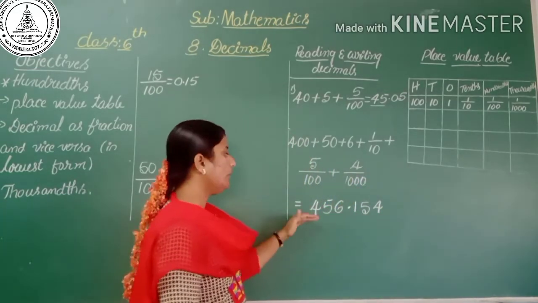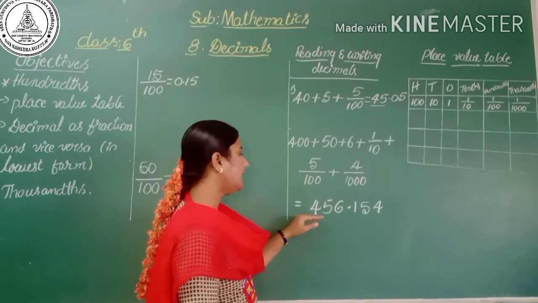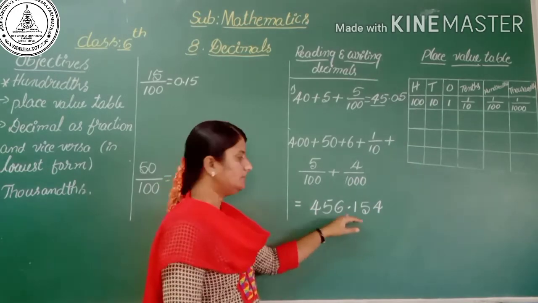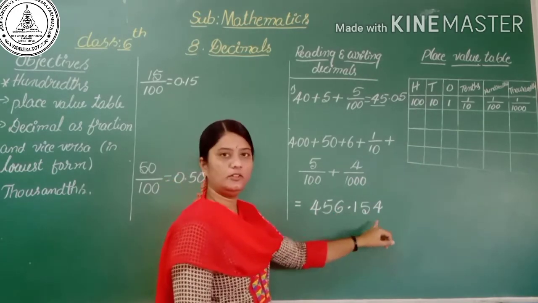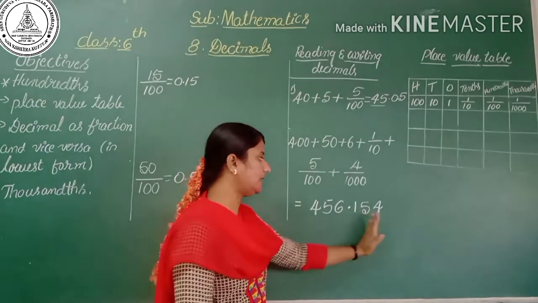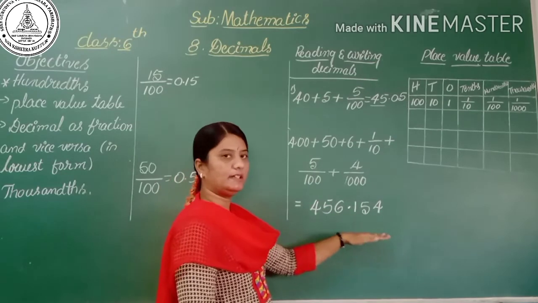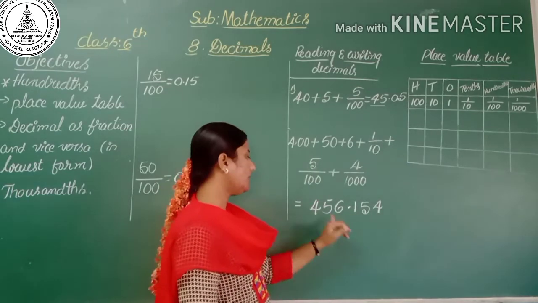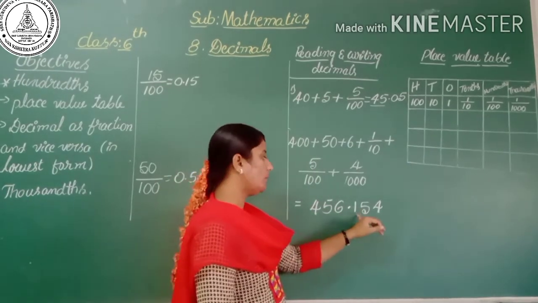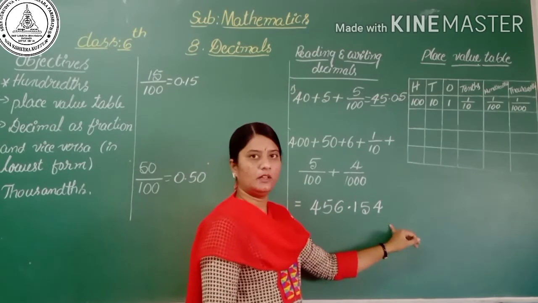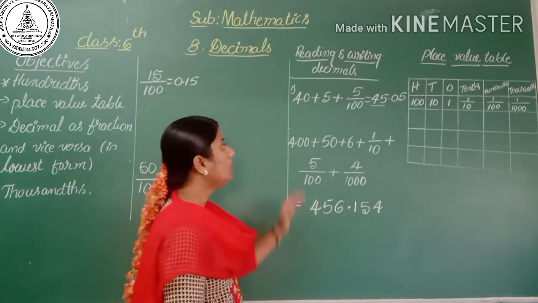Now it can be read as 456.154. Don't read it as 154. So after the decimal point, read it as single digits: 456.154.